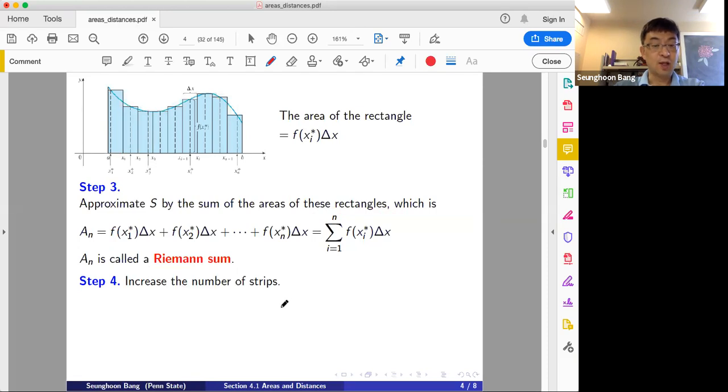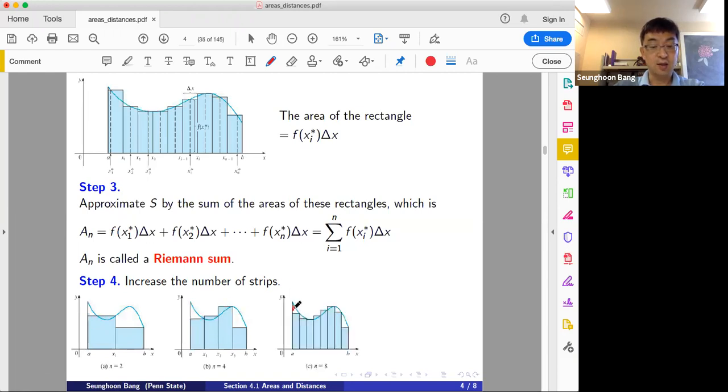Step 4, increase the number of strips. So what does it mean? We have only 2 intervals. So we have 2 strips and 2 intervals. So this kind of area, we have error. This is error, this is error. You can use the first strip, and we have errors like this. What does it mean? You have to increase the number of strips. So what happens? Automatically, the error decreases. That's right, the error is decreasing.